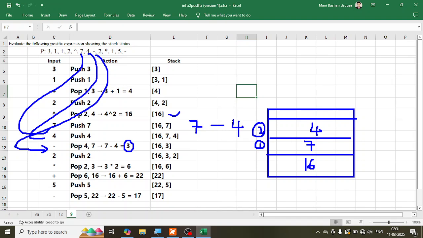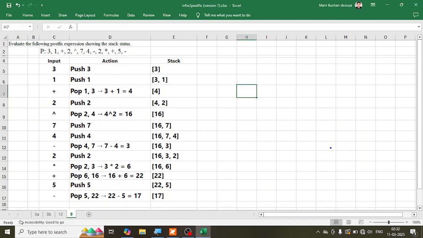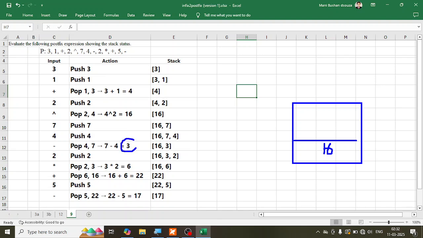Push it back to the stack. So what you have in the stack now, 16 was already there, and now you got the answer 3 here. Push that 3 into the stack. So the stack will contain 16 which was already there, and 3. Now let's go to the next part.